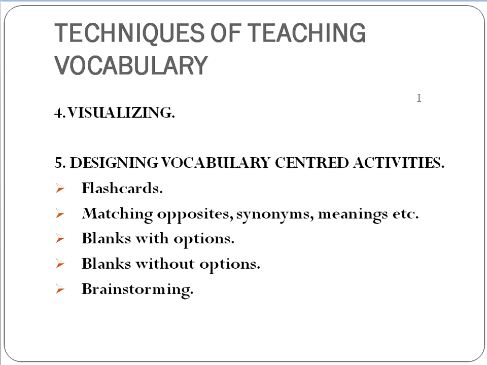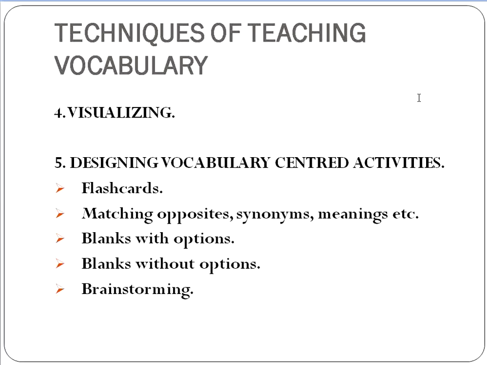Now what is the fifth one? The fifth technique of teaching vocabulary is designing vocabulary centered activities. Under this technique, we have certain points. Number one, flashcards. Number two, matching opposites, synonyms, meanings, etc. Number three, blanks with options. Number four, blanks without options. And the last one is brainstorming. So we should understand all these points one by one. So what is the first one?